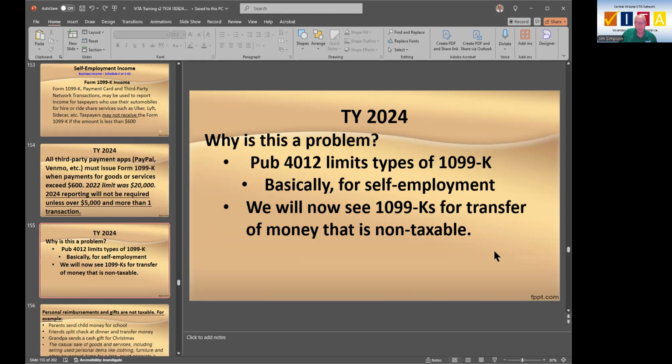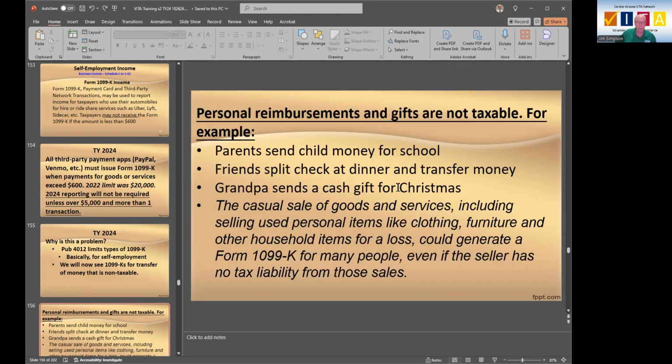Now, sometimes somebody is going to get a 1099-K and they're going to say, I didn't do any business for this. I got this because I was Venmoing my son money to pay for his rent in Flagstaff. It was all personal. There is a line on the 2024 tax return where we can report 1099-K transactions that were for non-taxable transactions. So there is a way we can account for it. Again, get with your site coordinator to do that.